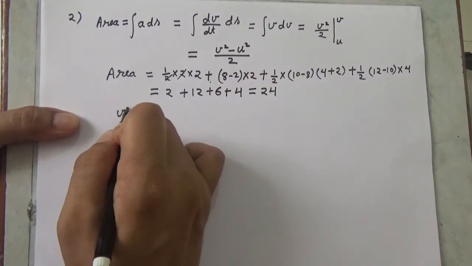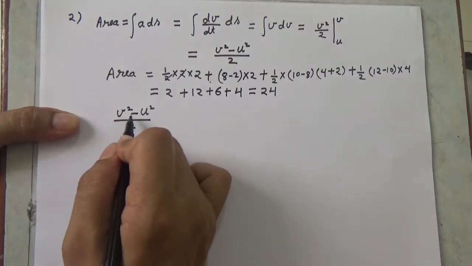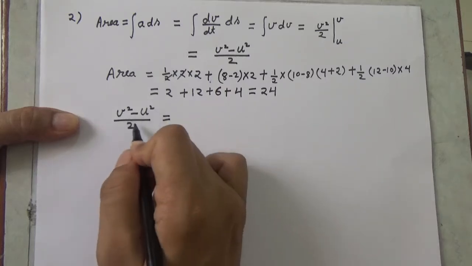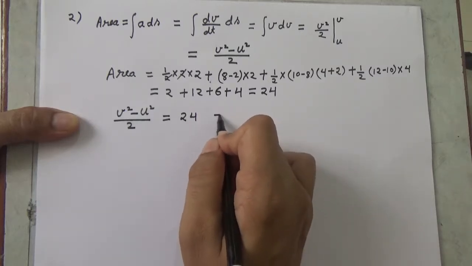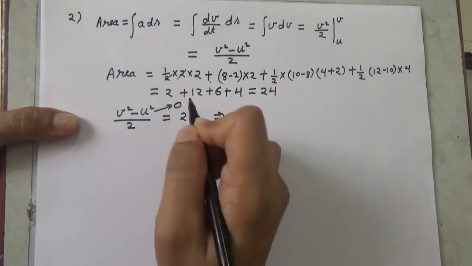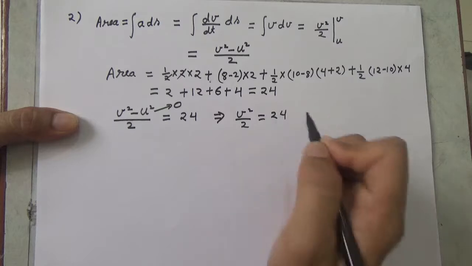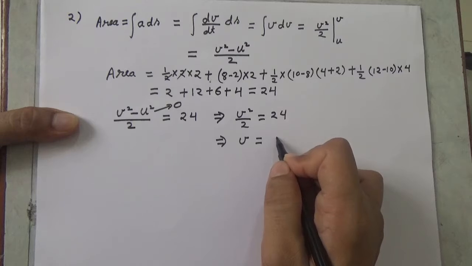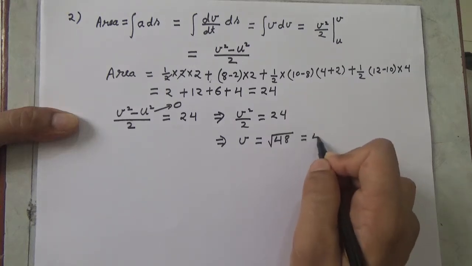So now we are going to equate these two. The change of square of velocity divided by 2 is equal to the area, that is 24 units. And since the initial velocity given in the question is 0, u will be 0. So we can write v square by 2 equal to 24, and if we solve it, we are going to get v is equal to root 48, or we can write it as 4 root 3 units.